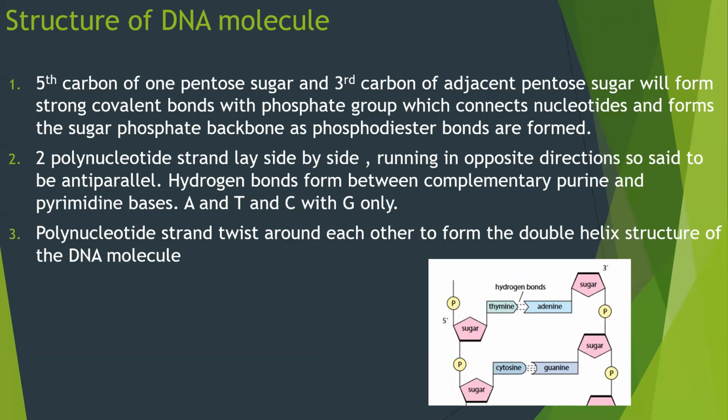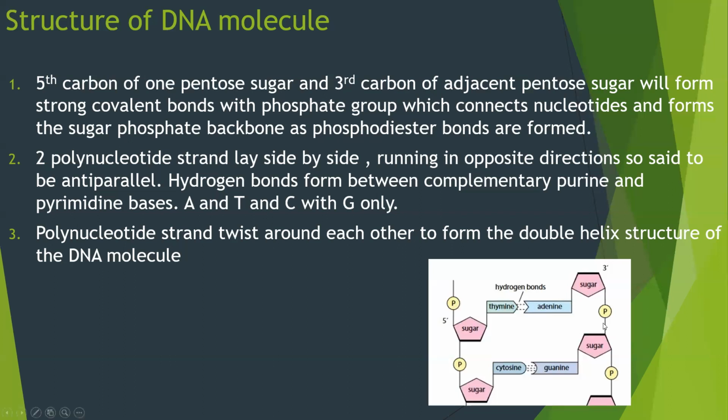And hydrogen bonds will form between complementary purine bases and complementary pyrimidine bases. And we also know about this concept of complementary base pairing, which means that adenine and thymine will go together and cytosine and guanine will go together. And for RNA, it will be adenine and uracil. And once the hydrogen bonds are formed, the polynucleotide strands are held together by hydrogen bonds, and then they will twist around each other to form the double helix structure.